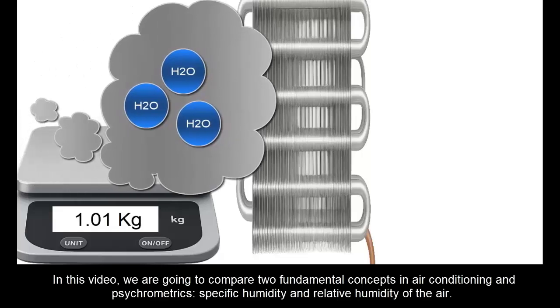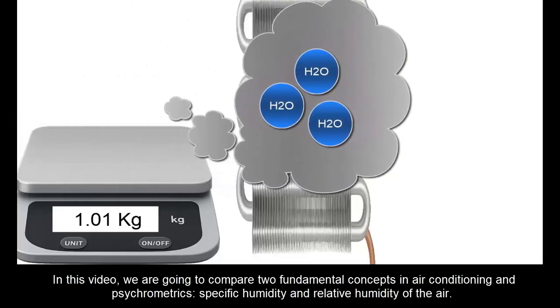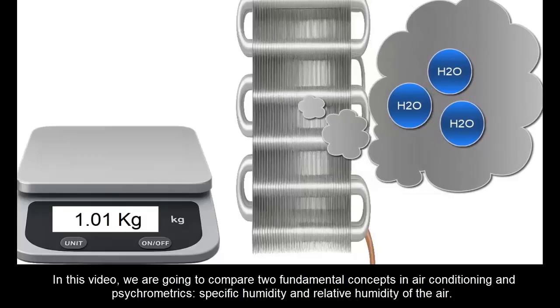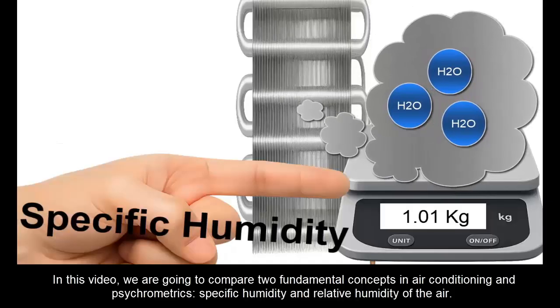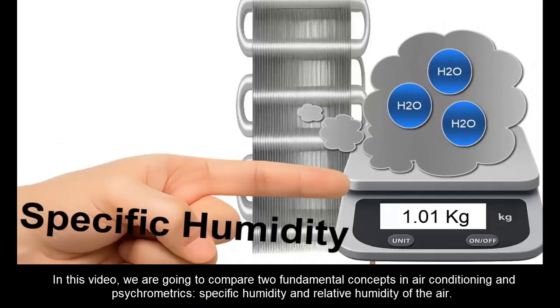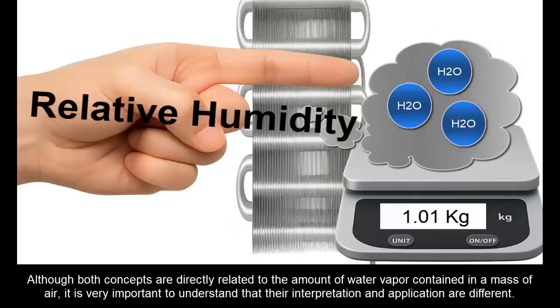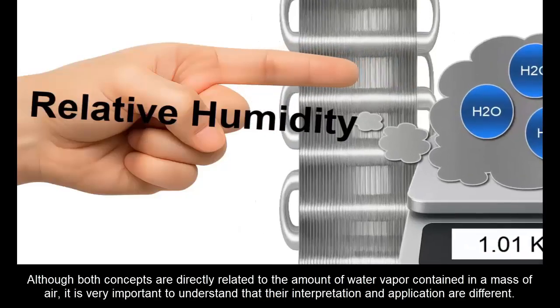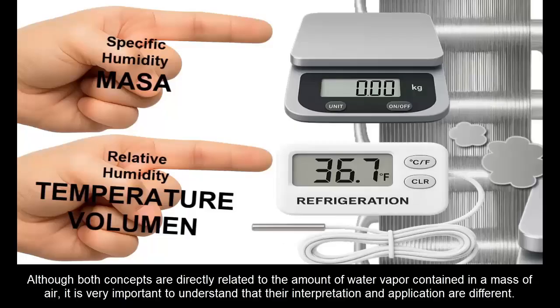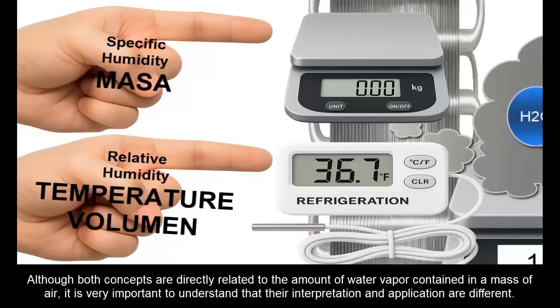In this video, we are going to compare two fundamental concepts in air conditioning and psychrometrics, specific humidity and relative humidity of the air. Although both concepts are directly related to the amount of water vapor contained in a mass of air, it is very important to understand that their interpretation and application are different.